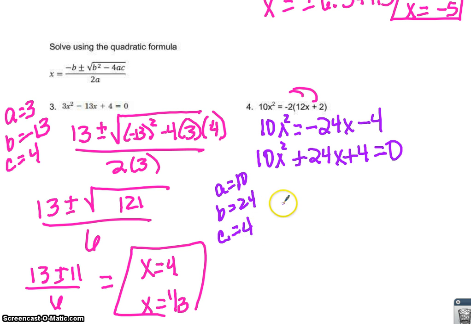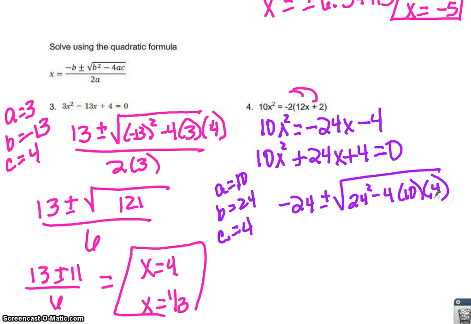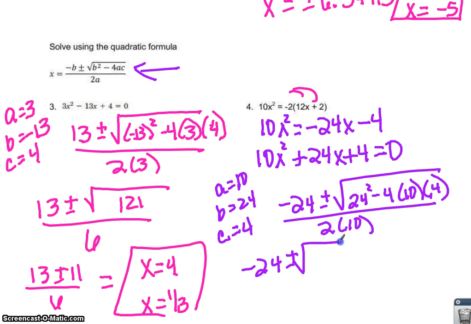Putting it into your formula, negative 24 plus or minus the square root of 24 squared minus 4 times 10 times 4 all over 2 times 10. Just using this formula right here, you will have the formula provided on the exam. Do what's under the square root, and so it becomes negative 24 plus or minus the square root of 416, all over 2 times 10 is 20.